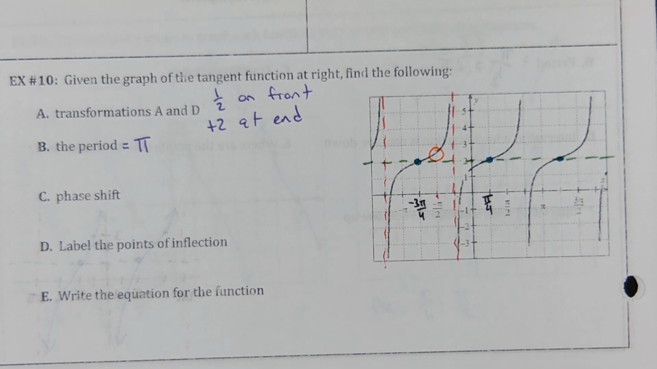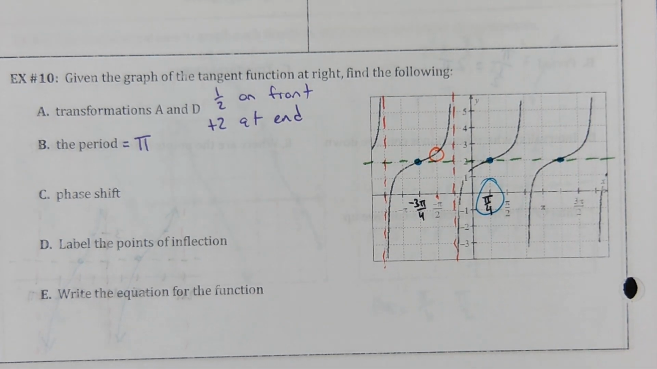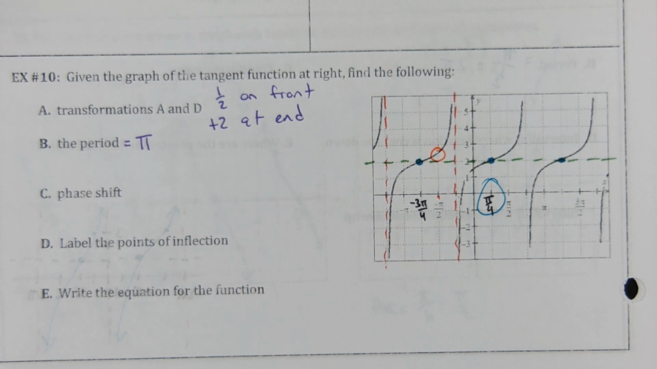So then what's the phase shift? Well, there's an infinite number of correct answers. Just pick one of them. Yeah, I would pick the one that's closest to 0 if it was me. So I would say that it was this one right there. I'd say that that is a horizontal shift of pi over 4 units.